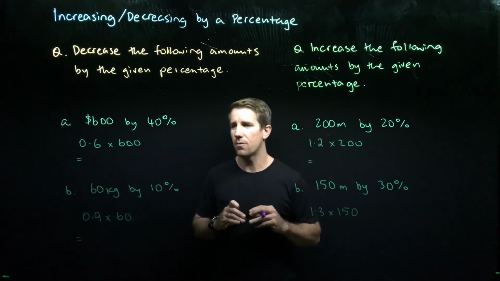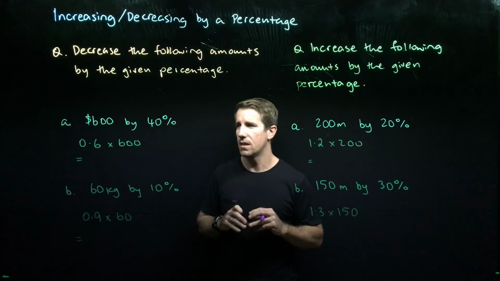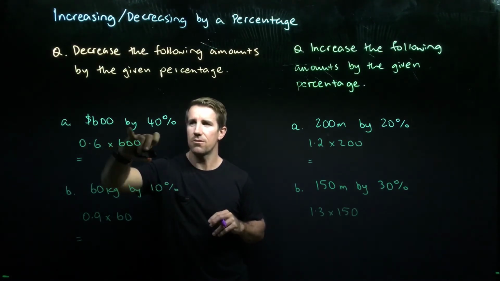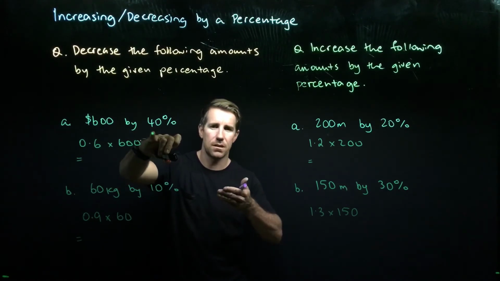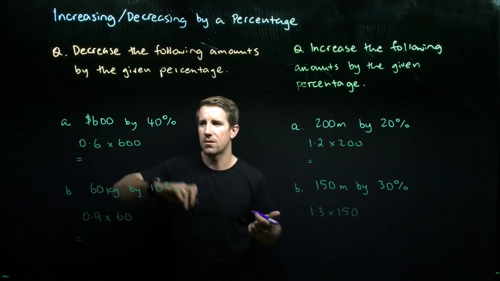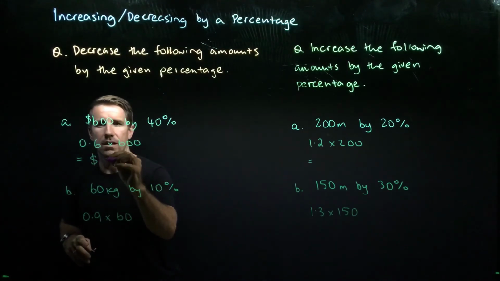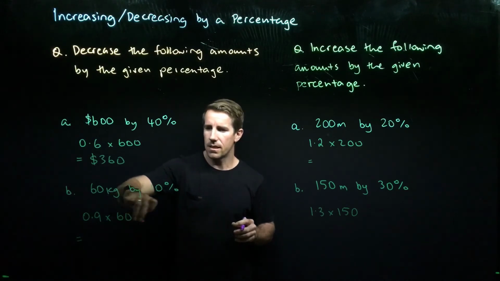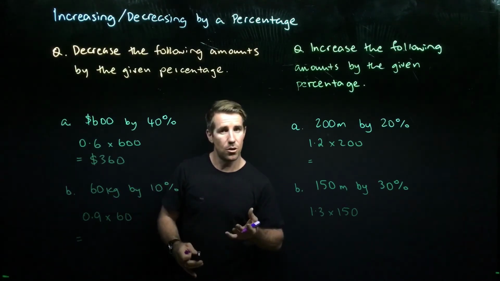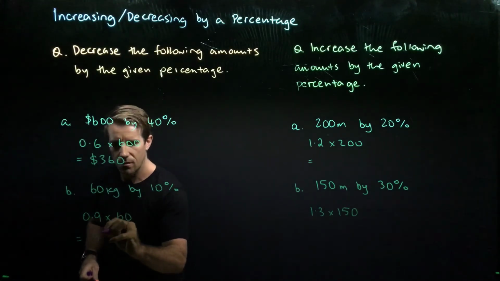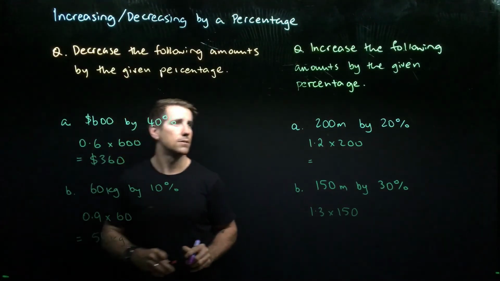Okay, here's the start of our working out for each of the answers, guys. Left hand side here, decrease $600 by 40%. If we take 40% off, we're only left with 60%. So that's where I get my 0.6 from. 0.6 times 600 leaves me with $360, okay? 60 kilos decreased by 10% means I've got 90% left. That's where I get my 0.9. 0.9 times 60 will leave me with 54 kilos, okay?